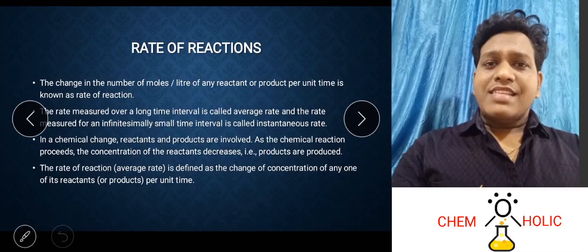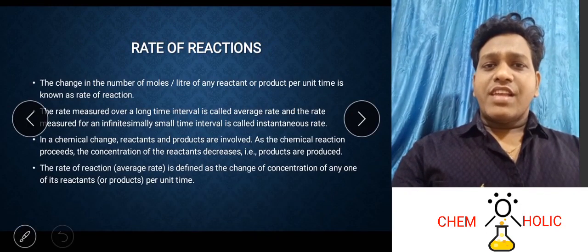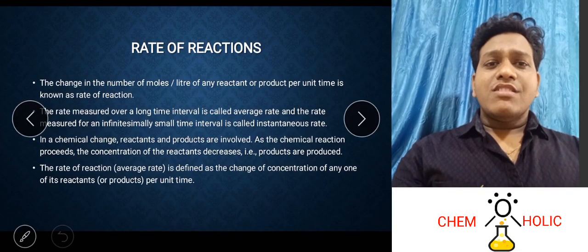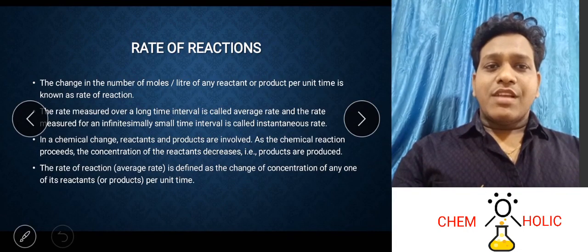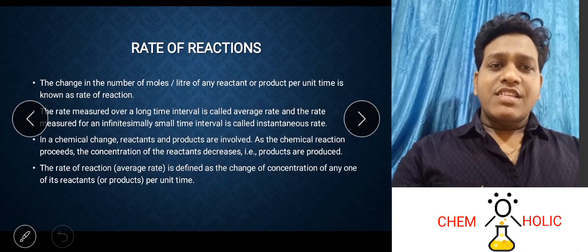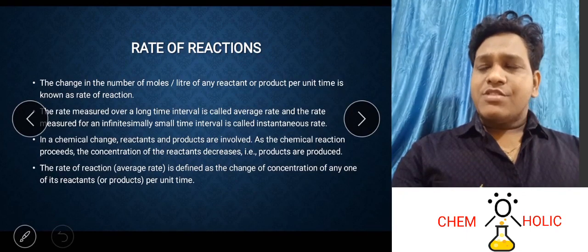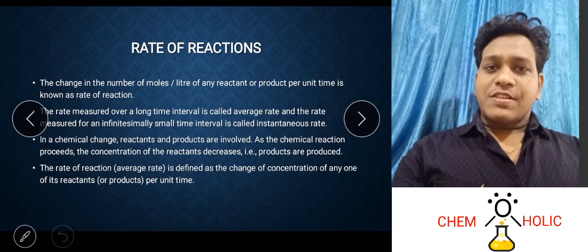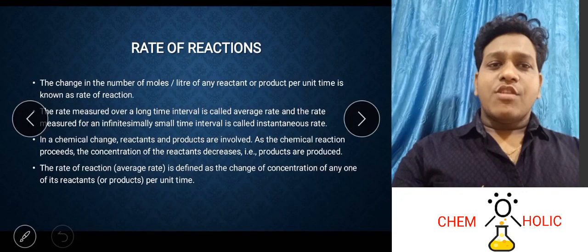As I told you, rate of reaction is nothing but the change in number of moles per liter. Number of moles per liter means change in concentration. Moles per liter is molarity. So the change in concentration of any reactant or product per unit time is known as the rate of reaction. The rate measured over a long time interval is called the average rate.